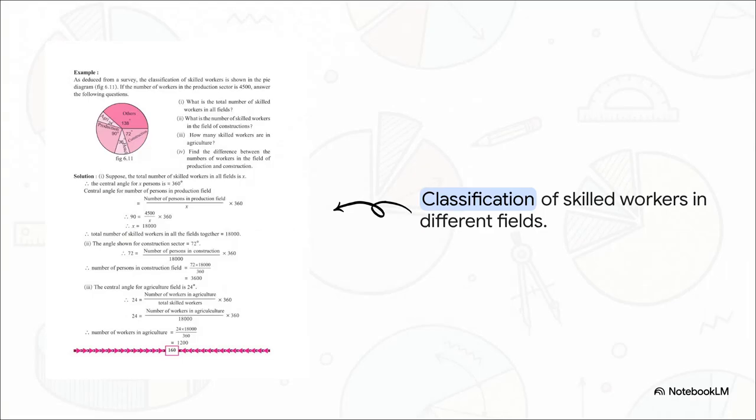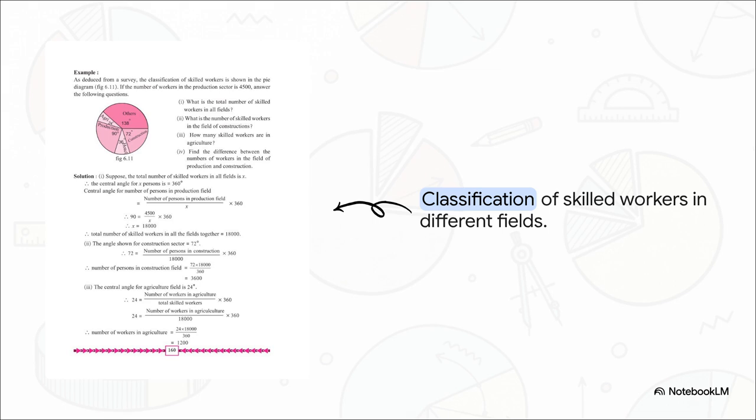Section 5, Real-World Applications. Of course, in the real world, we rarely deal with just 36 bicycles, do we? We deal with large populations and massive data sets. Notice this pie diagram here. It shows the classification of skilled workers in different fields across an entire town. We have sectors for agriculture, production, construction, hotels, and others.